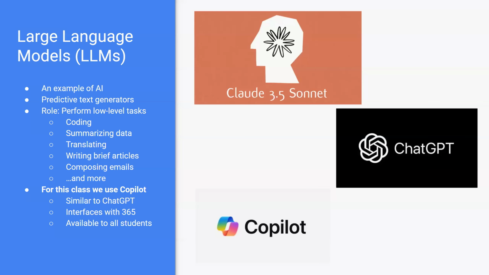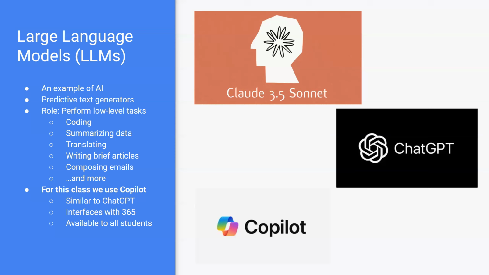Large language models like Claude, ChatGPT, and Copilot are a type of AI that can perform various low-level tasks such as coding, summarizing data, translating, and writing. These models use advanced algorithms to predict and generate text based on input data. It is important to note that these models cannot reason. They are only predictive. That means their answer is, in essence, what words they think should logically follow yours.